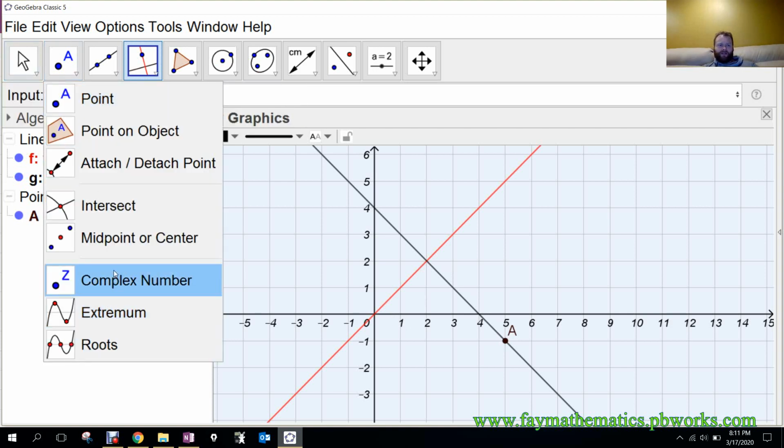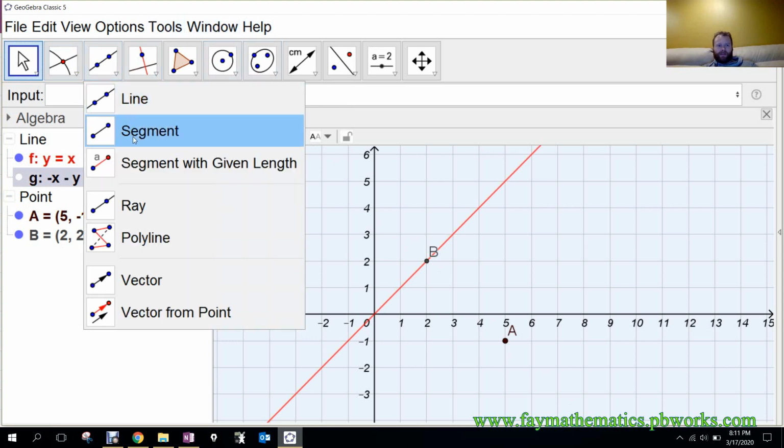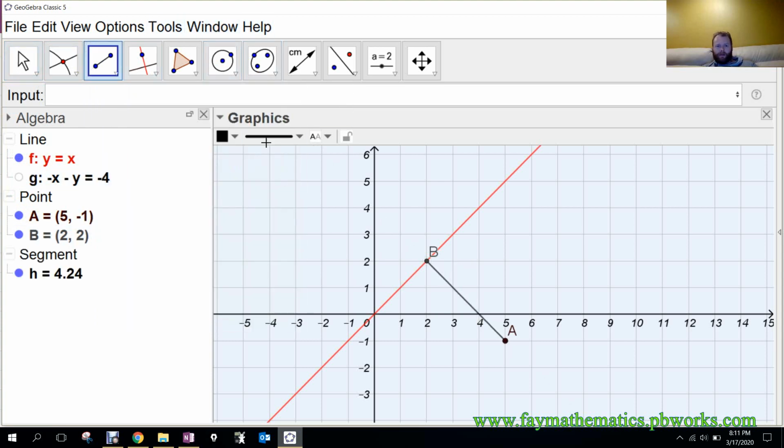If I find the intersection of that line and that one, that is B, so now I'm going to remove this line and just talk about this segment here. It's supposed to be blue. There we go. That blue segment, we know it's perpendicular because I used the perpendicular tool. So that's the distance. That 4.24 is the distance that A is from that red line.